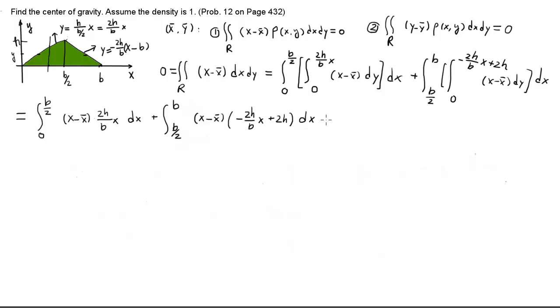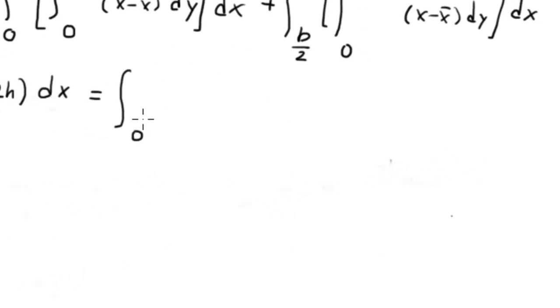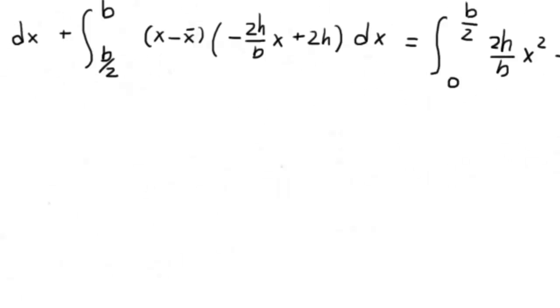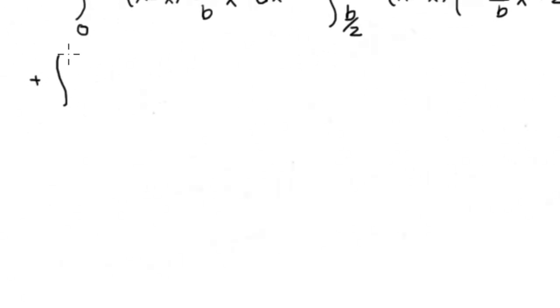So let's move on, and for the first integral, let's write it down. It's from 0 to b over 2, and the first term we have is h over b times 2h over b times x squared, and the second one is negative x bar times 2h over b times x, and this is the first integral. And let's look at the second one. We multiplied it out, so the second integral is from b over 2 to b, and we have negative 2h over b times x squared.